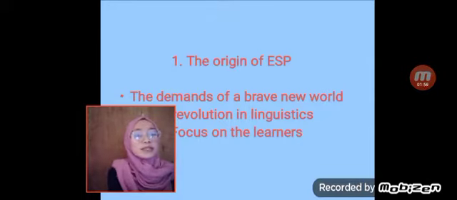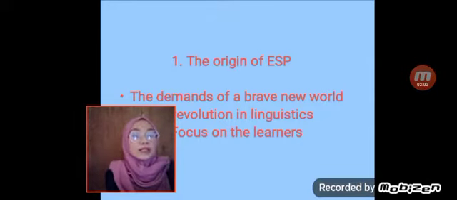And the third is focus on the learners. Focusing on learners' needs became as important as the methods used to spread linguistic knowledge. To this day, the slogan in the ESP circle is centered on learners or centered on learning.